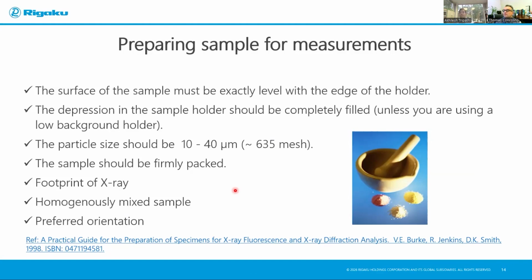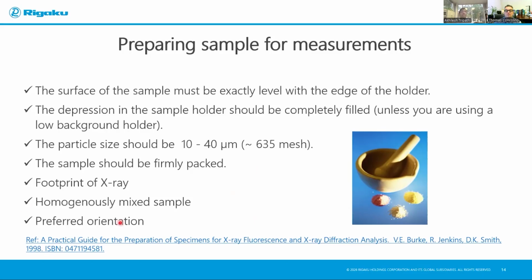We'll show you this with a picture so that it's clear what the idea is here. The depression in the sample holder, or the well of the sample holder, should be completely filled unless you're using a low background holder. What I mean by low background holder here is, like some of us have this flush zero background holder, also known as zero background holder. Usually we employ it when we have a very small amount of sample or in certain clay preparations. With those, you can have a micro layer of sample on top of them.